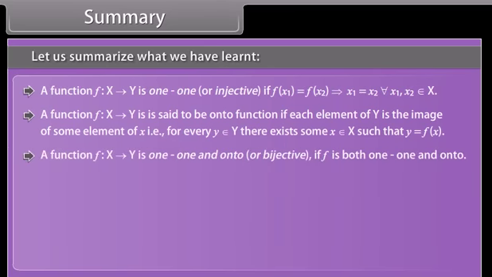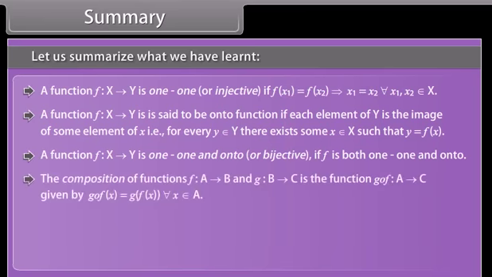A function f from X to Y is one-one and onto or bijective if f is both one-one and onto. The composition of functions f from A to B and g from B to C is the function g o f from A to C given by (g o f)(x) equal to g(f(x)) for each x belongs to A.